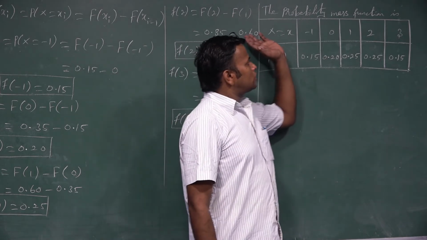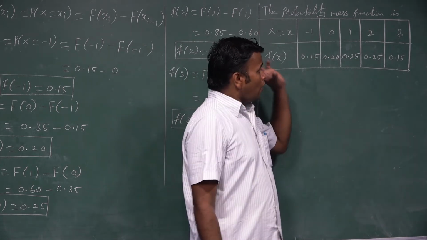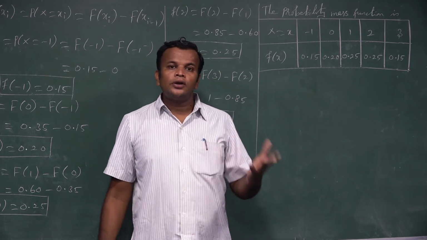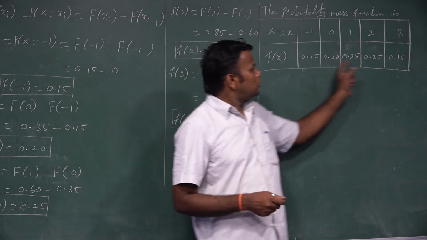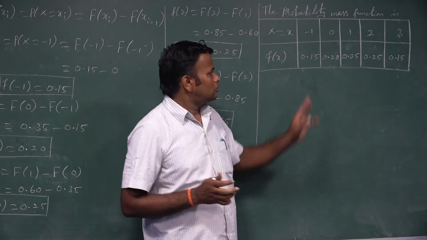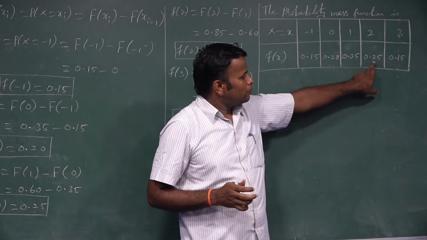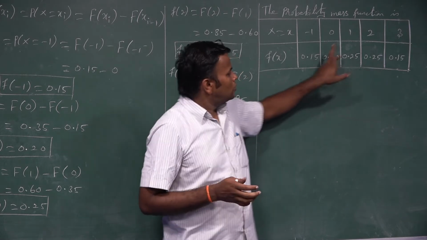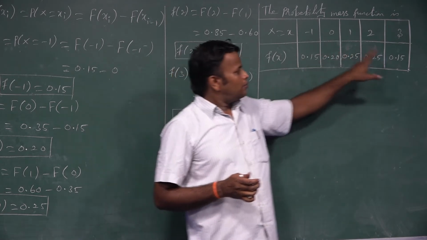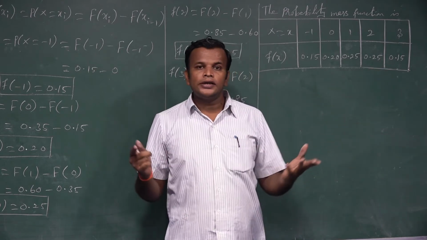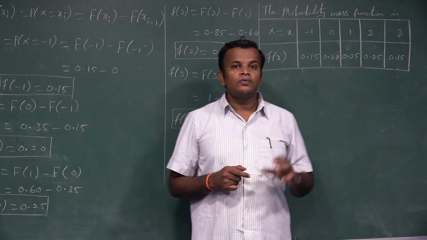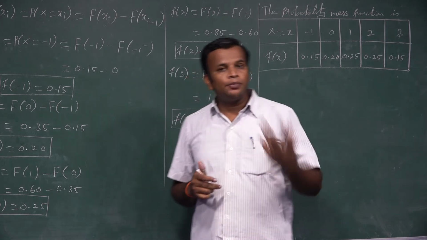Now we have found the first one, the probability mass function. How to check whether it is correct or not? One shortcut is there. The total probability value is always 1. Add all of them. If it comes to exactly 1, our answer is correct. We add 0.15, 0.20, 0.25, 0.25, 0.15. Total is 1, so our answer is correct. So the first part is over. That is, finding the probability mass function is completed.